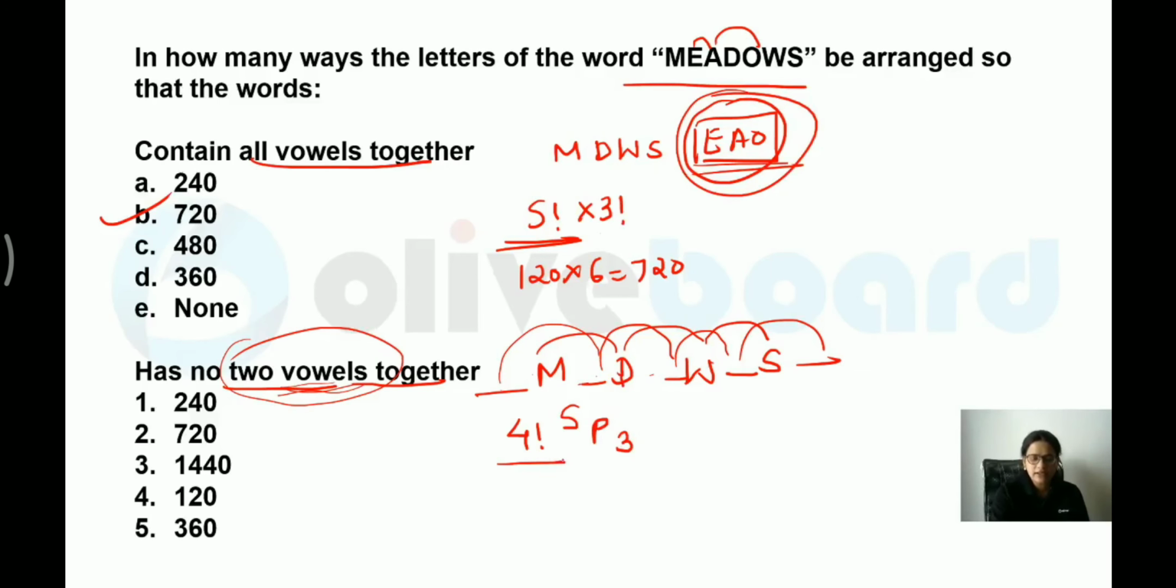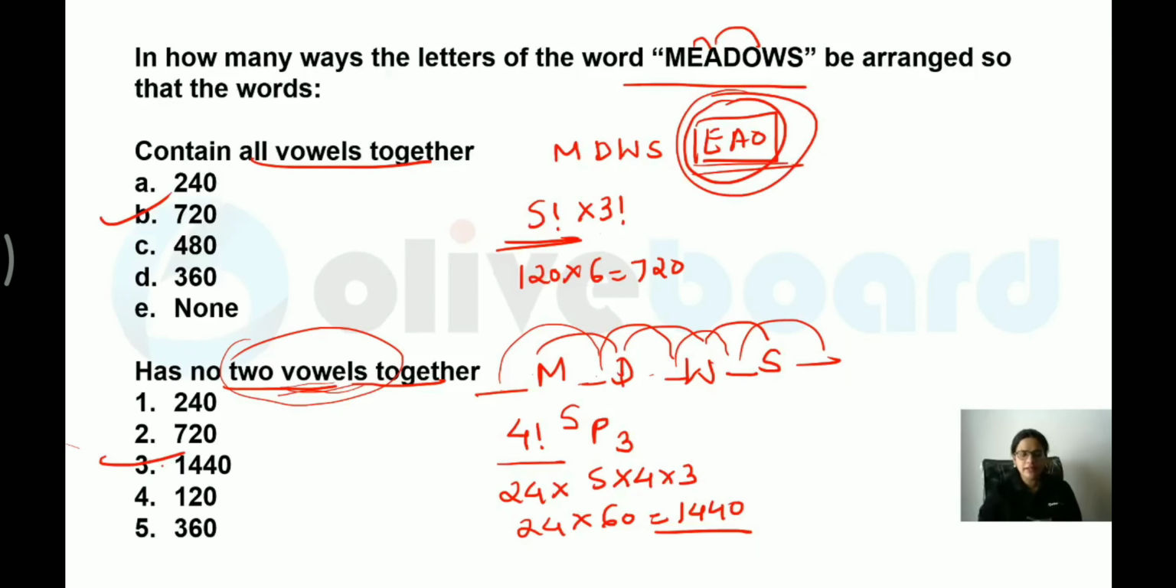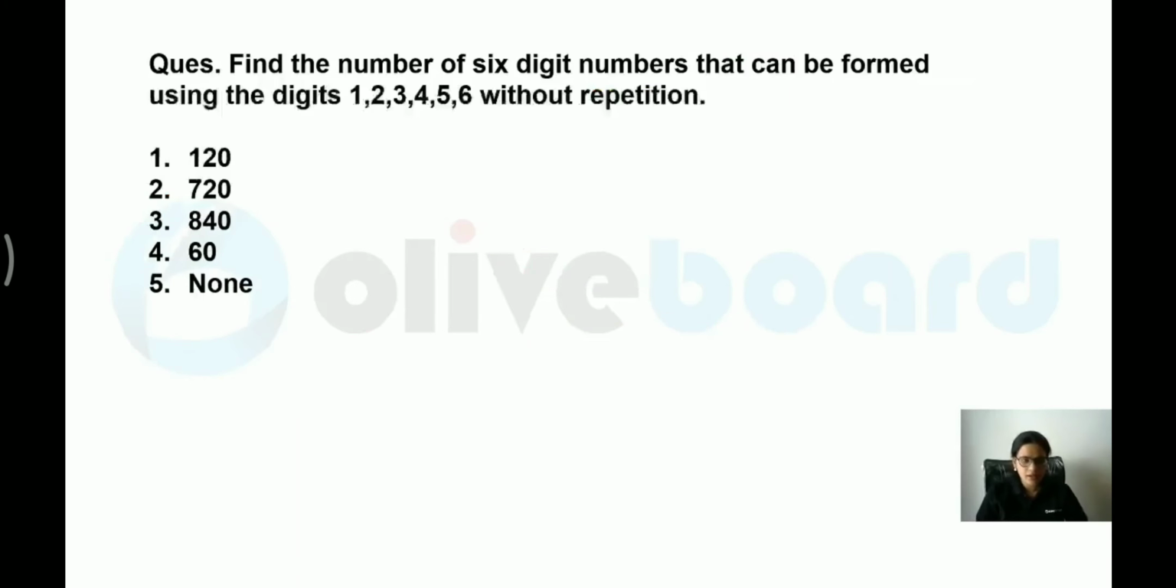If you calculate this, what will be the value? 24, and you can calculate this value also, 5, 4, 3 over here. So 24 into 60 would be the answer in this case. So there are small changes in the question, but the answer will be different in all the cases. So you have to calculate it accordingly. Let me move on to the digit type questions now.